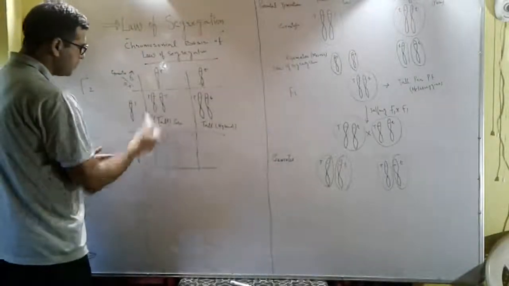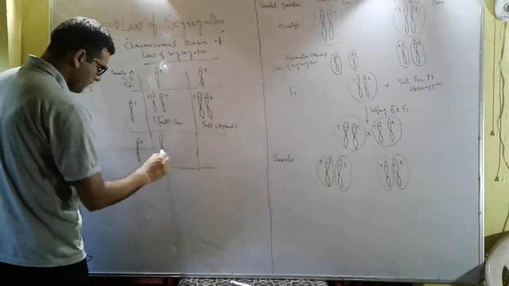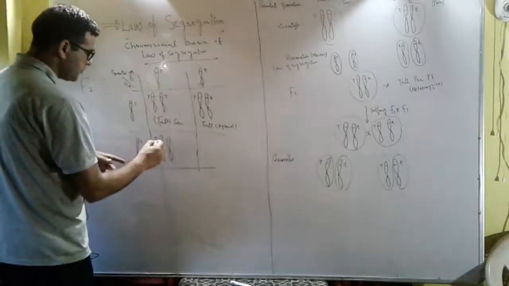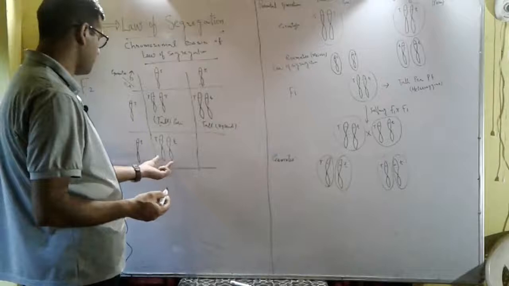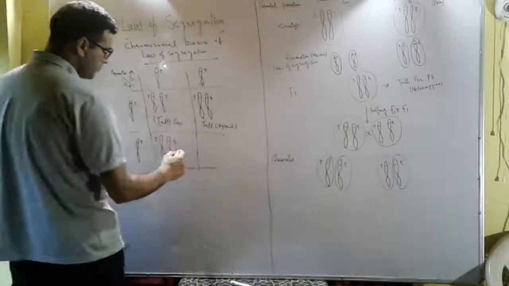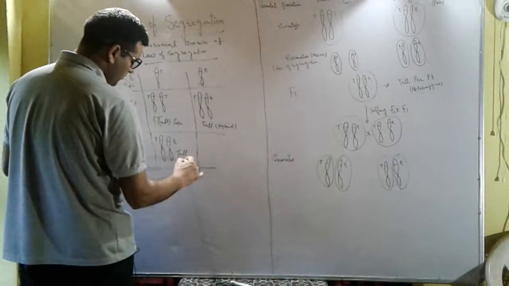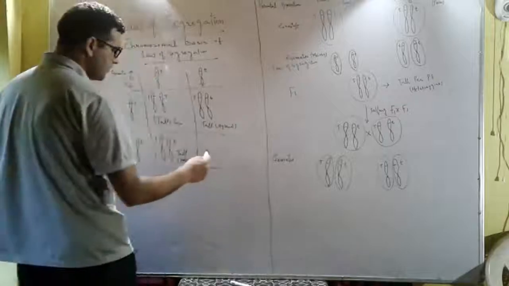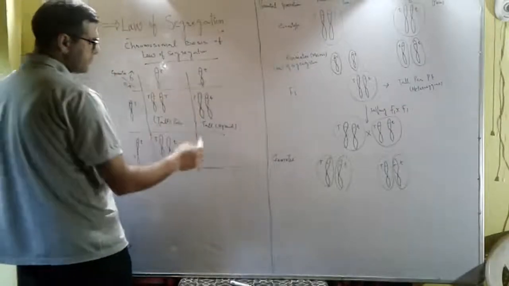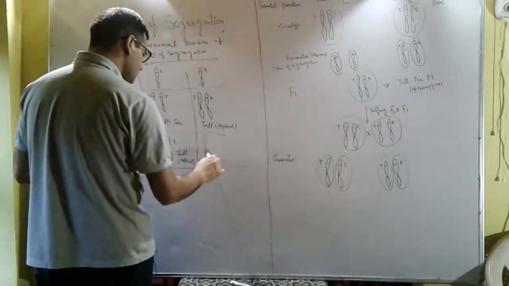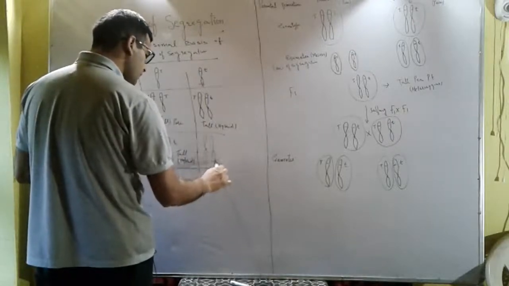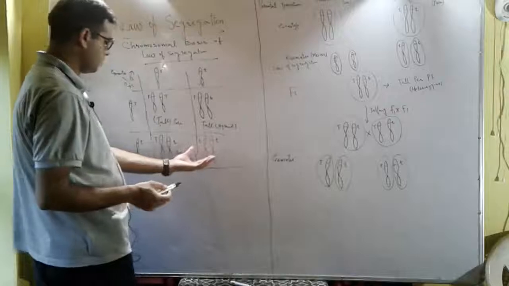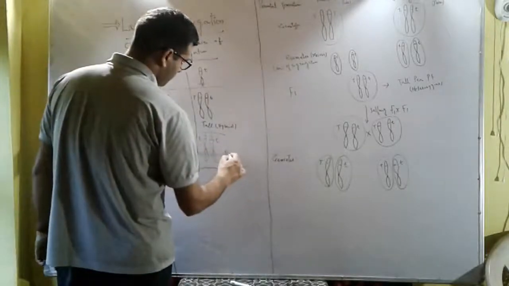Same is the case, these two gametes will fuse. This is the genotype, genetic constitution. What is the phenotype? It is tall, but it is hybrid tall, because it has two dissimilar alleles of the same gene. Then we have another individual where this gamete will fuse with this gamete and result in an individual having this genotype. So we have small t, and this individual is dwarf.